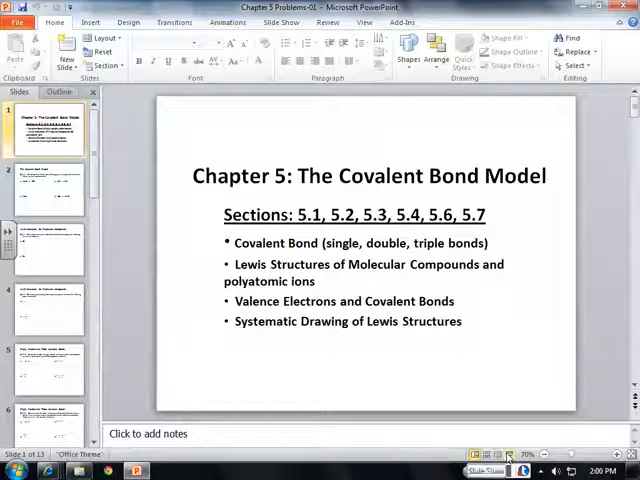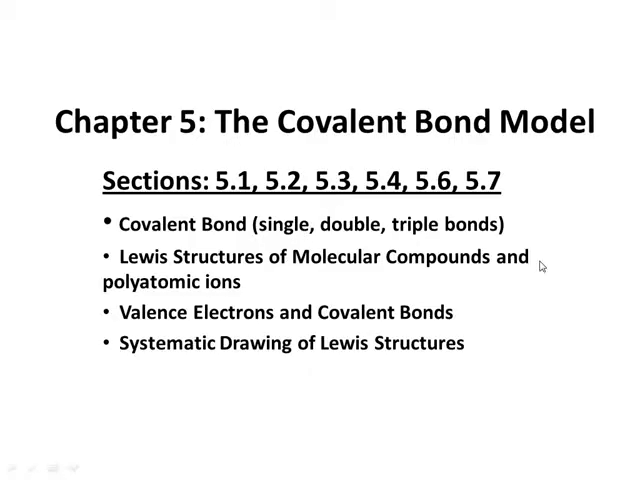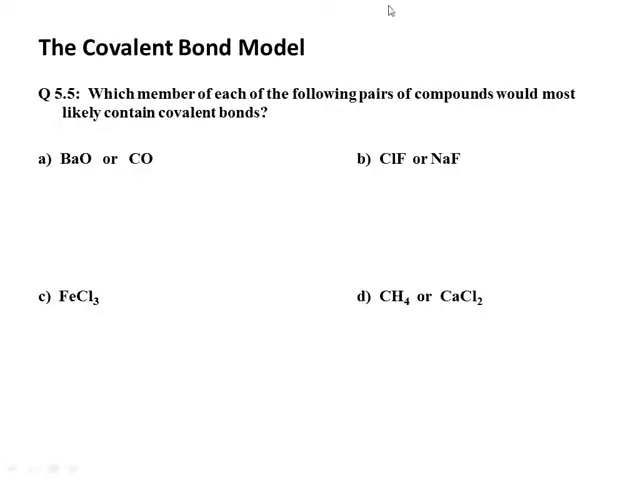Okay, so today we will solve some end of the chapter problems in chapter 5. Once again, I have divided this up into two parts just to break up the sections a little bit. So in the first part, we will cover primarily covalent bonding, Lewis structures of molecular compounds and polyatomic ions, valence electrons, covalent bonds, and also talk about how to systematically draw Lewis structures for such compounds. Okay, so let's look at some problems from the chapter.